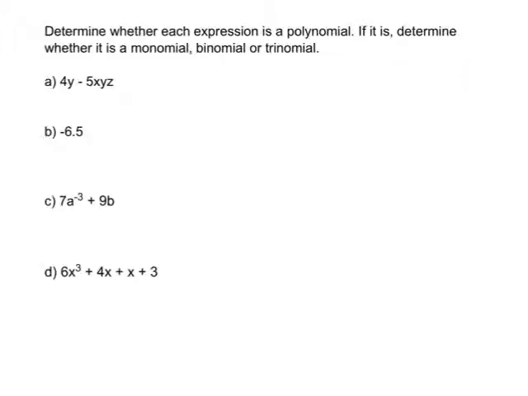Determine whether each expression is a polynomial, and if it is, determine whether it is a monomial, a binomial, or a trinomial. So for our first example, we have 4y minus 5x times y times z. And so this is a polynomial, and it is considered a binomial because I have two terms. So this 4y is a term, and the negative 5xyz is a term. 6.5 is a polynomial, and it is a monomial because I only have one term.